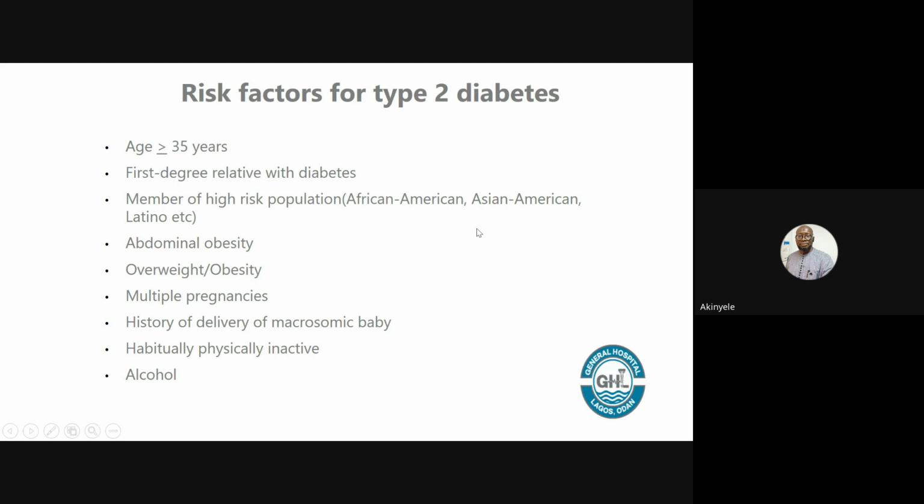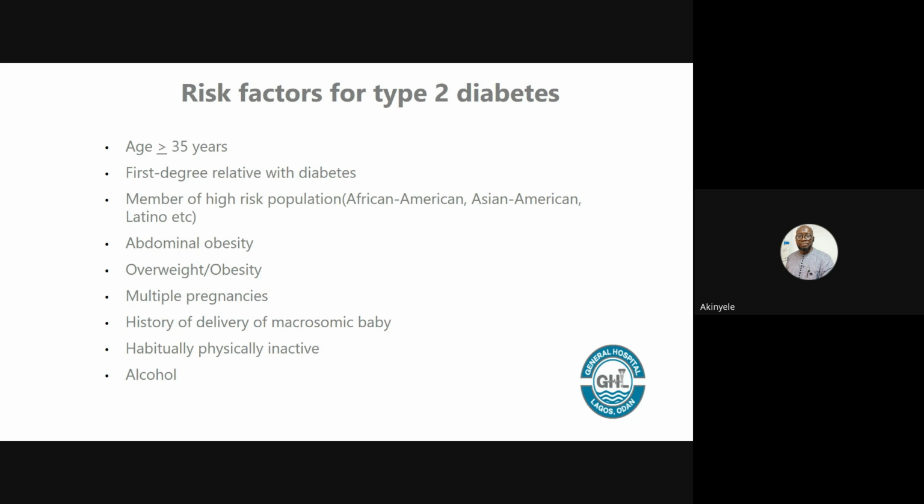I've already mentioned some of them. Apart from age, anybody who is 35 and above is at risk. The fact that we are Black puts us at a higher risk. If you are beginning to develop a pot belly, if you are overweight or obese, anybody who has had multiple pregnancies, anybody who has delivered a baby weighing 4 kg or above, or any woman who has had gestational diabetes is likely to develop diabetes later in life.